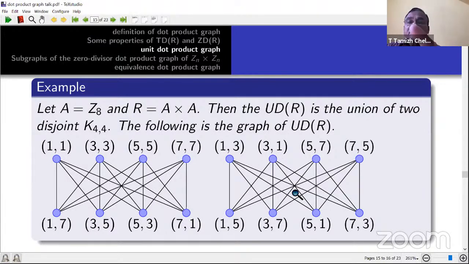Ayman, one thing, the vertex set of the unit dot product is nothing but the direct product of n copies of units of A. Yes. Okay.